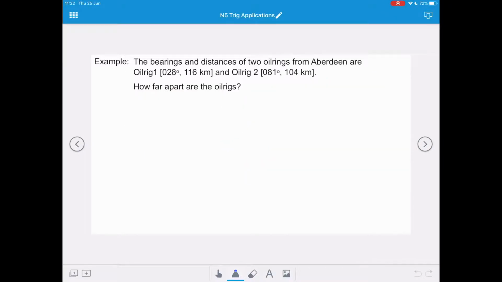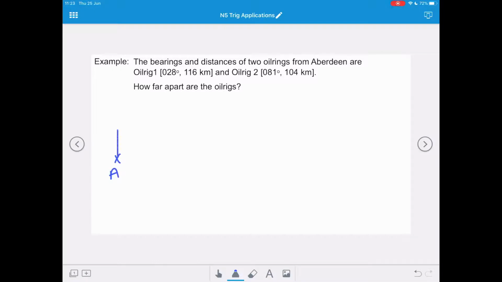Now, if we want to use the cosine rule in a bearings context, the example here says the bearings and distances of two oil rigs from Aberdeen are: oil rig 1 is at a bearing of 028 degrees at 116 kilometres, and oil rig 2 is at a bearing of 081 degrees at 104 kilometres. We want to know how far apart the oil rigs are. So we need a sketch.